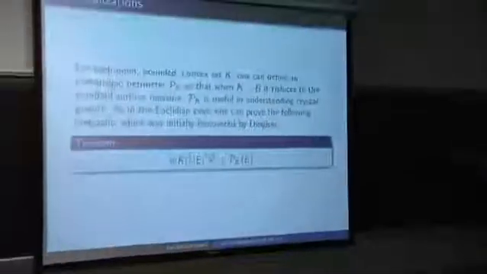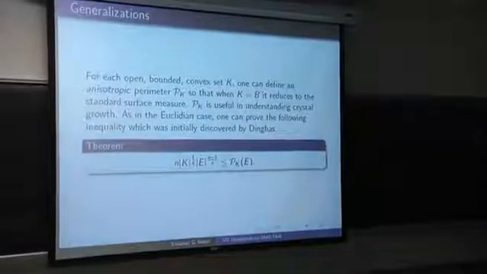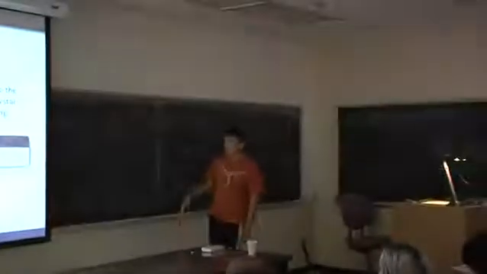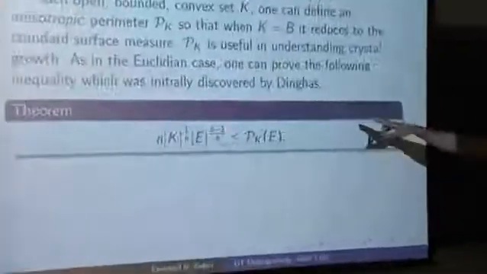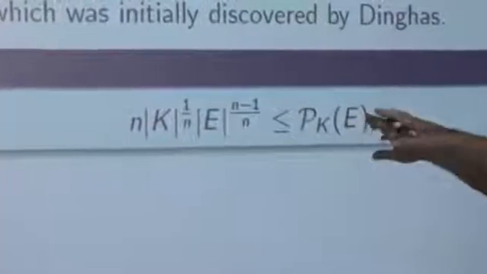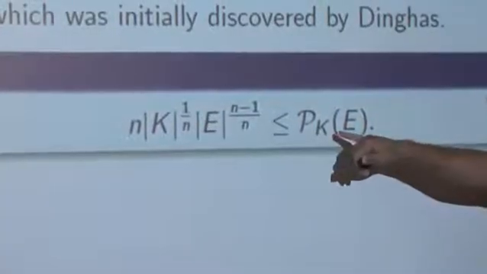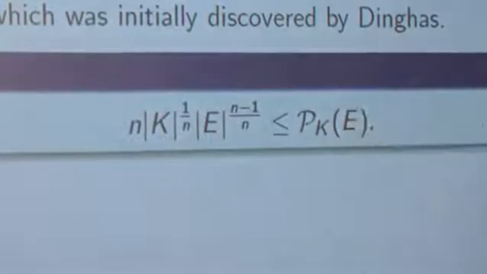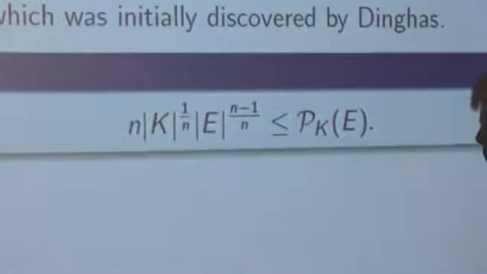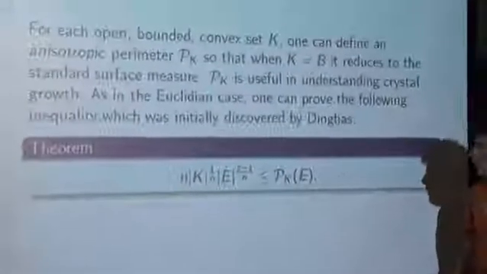Then you can actually ask, can you prove an inequality of this form with this anisotropic perimeter? It turns out that yes, you can do that. And Dinghas showed that you can do this for smooth sets, I think. And it holds for much more general sets. They could have cusps. Actually, any set of finite perimeter works. But anyway, this is the estimate.